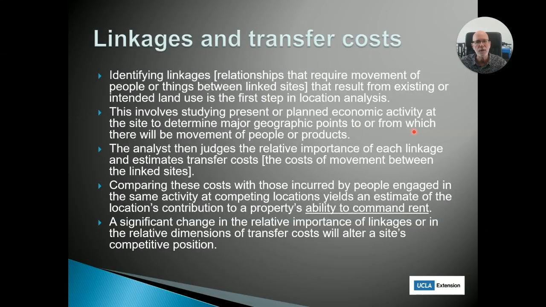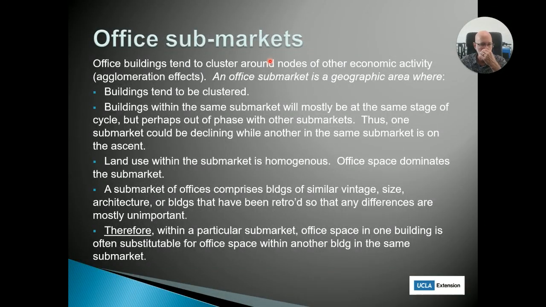And then we get into linkages and transfer costs. This is essentially what we're going to throw at you when we get to industrial. In other words, the closer that we are to our ultimate end market, the better, because it's going to reduce transportation costs. Therefore, if we can reduce transportation costs, we can reduce input costs. If we can reduce input costs, we reduce the ultimate price point that the consumer is going to have to pay. Okay?